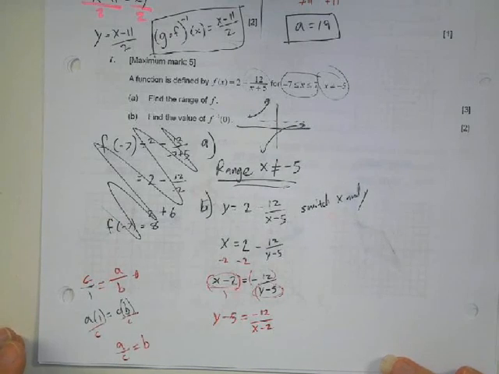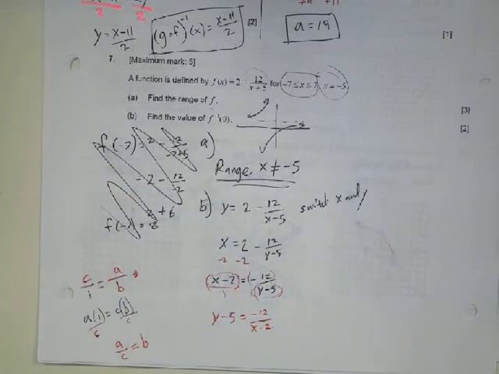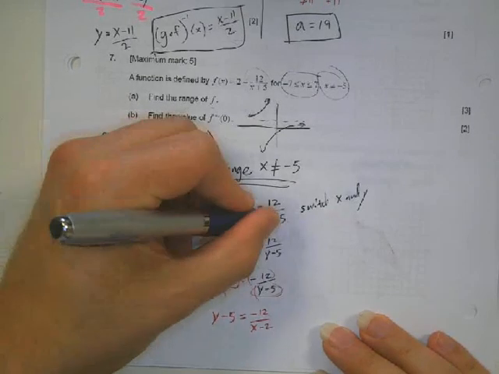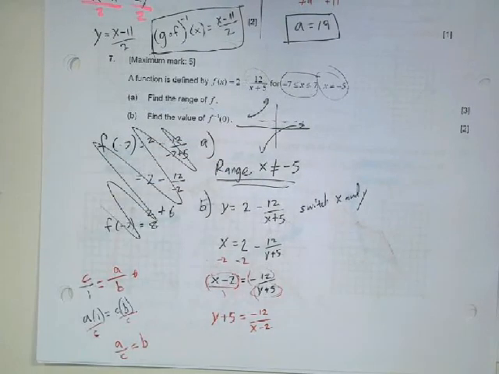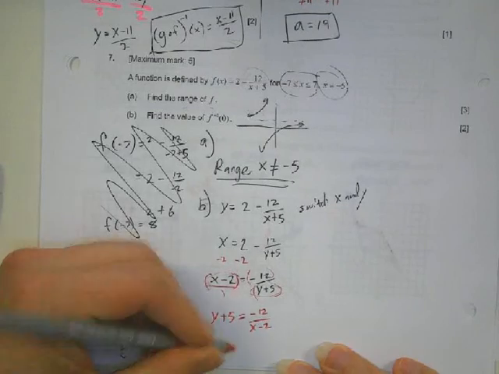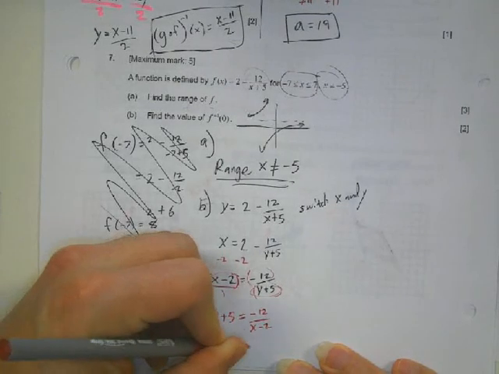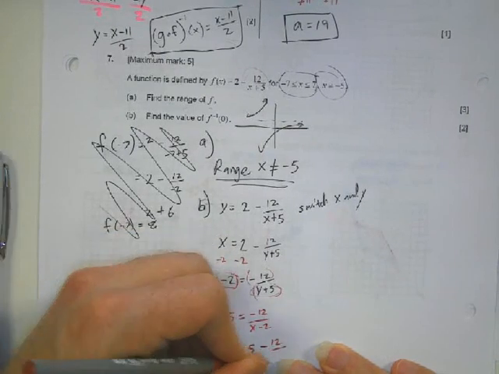And wait, did I copy this wrong? It should be plus 5. Sorry. Okay. So, almost done with finding my inverse function. We need to subtract 5 on both sides. And I get y equals -5 minus 12 over x minus 2.